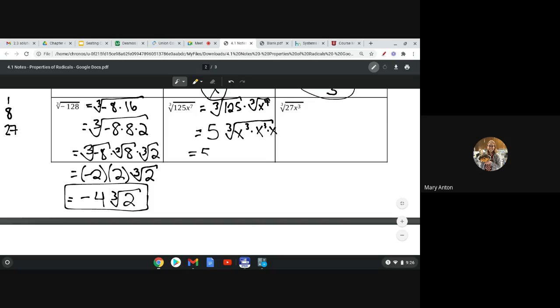All right, y'all, so this equals 5 times the cube root of x cubed, times the cube root of x cubed, times the cube root of x. I'm just breaking this apart. Now you tell me, you just told me, what is the cube root of x cubed? x. This is really just 5 times x times x times the cube root of x. And finally, we can simplify this to be 5x squared times the cube root of x.